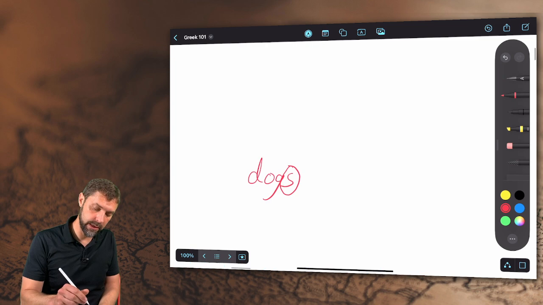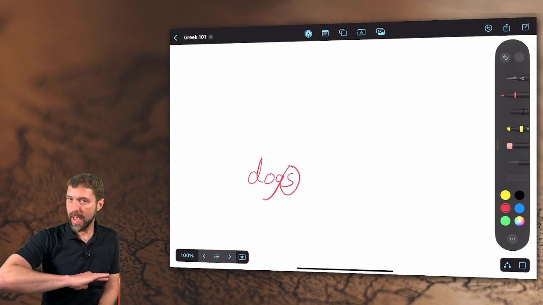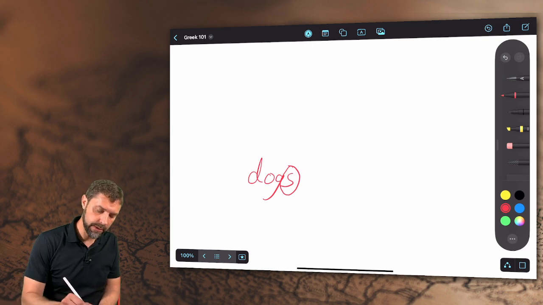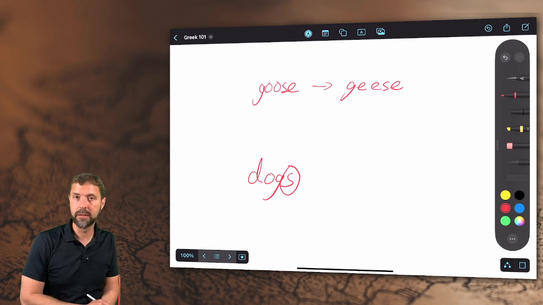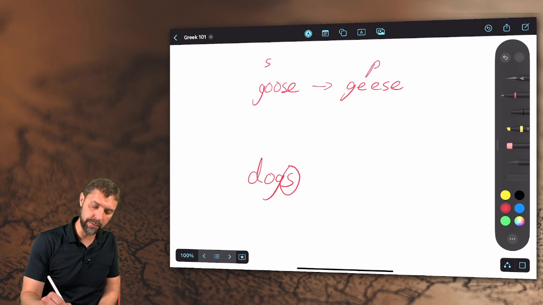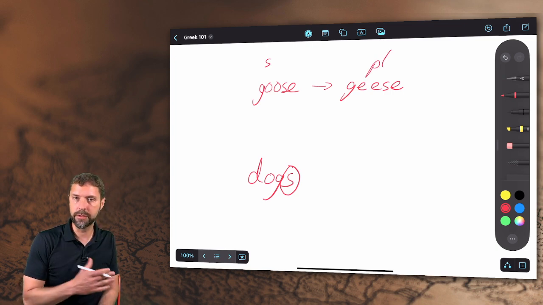You recognize that English is not just, the S system is the primary way, but it's not just that. I do have a handful of words that will do this, and the word itself has changed on the inside. U went to E. Okay, so this is the singular, this is the plural. Plural, there's more than one of them.